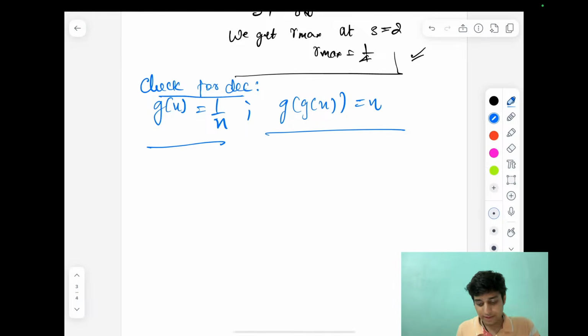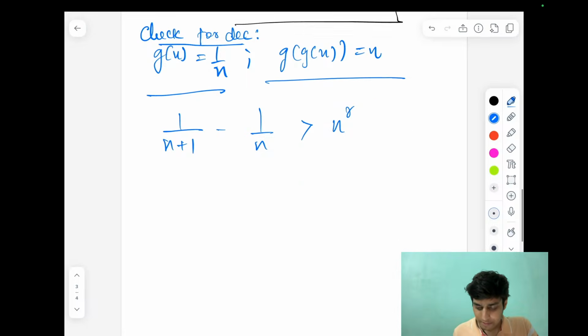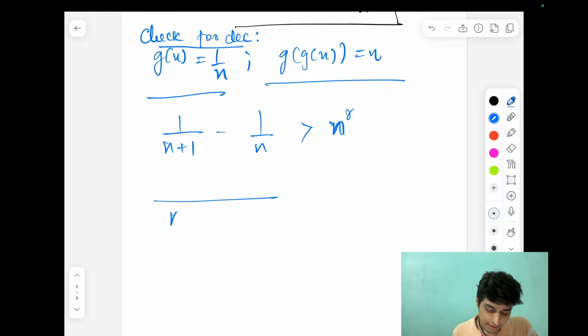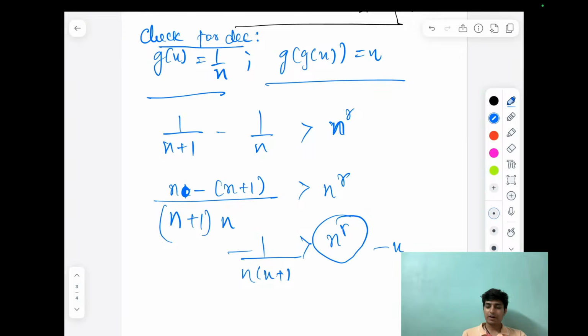So if these two functions say that g of n is 1 upon n and g of n is n, we can say 1 upon n plus 1 minus 1 upon n must always be greater than or equal to n to the power r. But how well can I say this? If I write this as n plus n minus n plus 1 over n into n plus 1, it comes out to be negative of 1 over n into n plus 1. So there is no value of r to hold this condition.